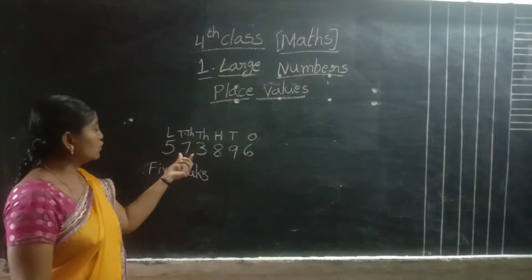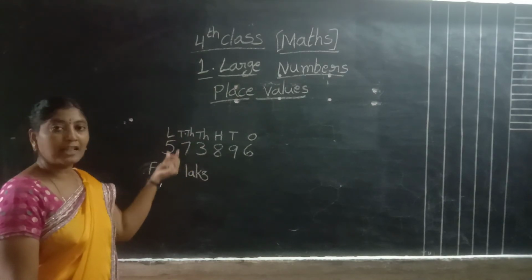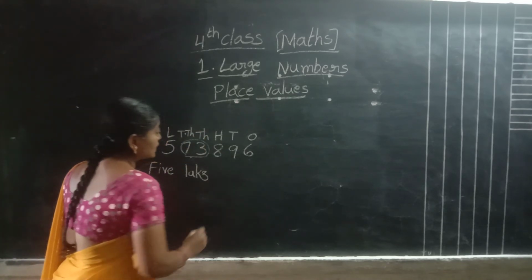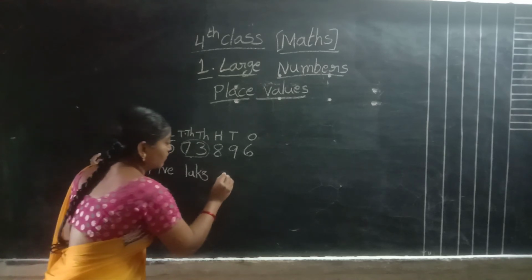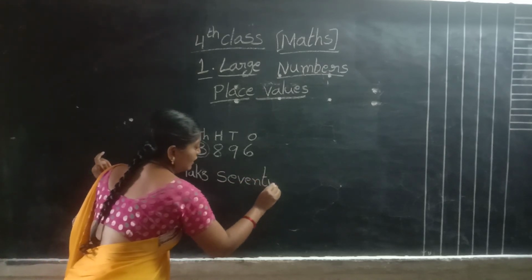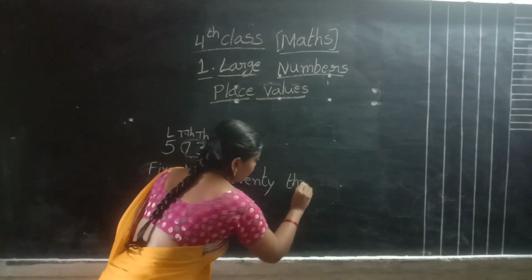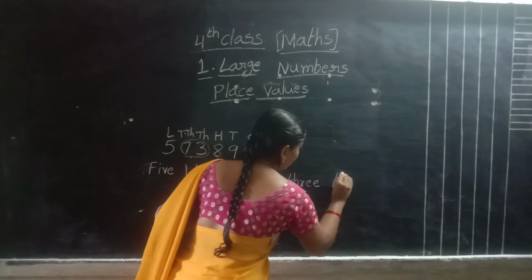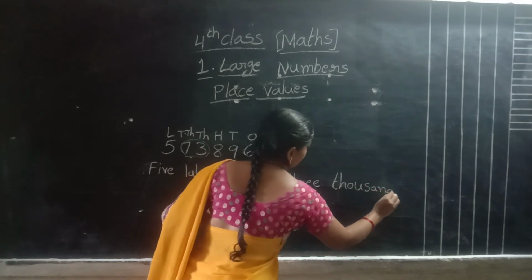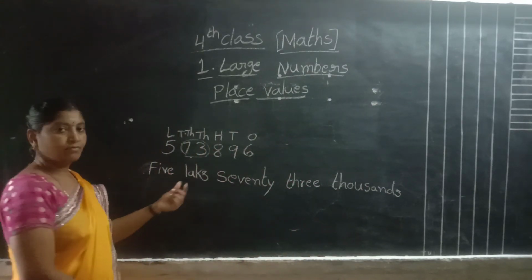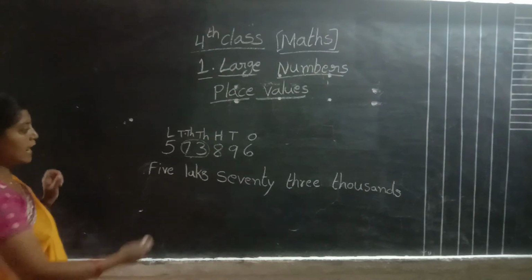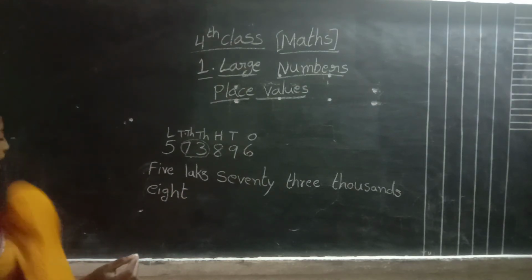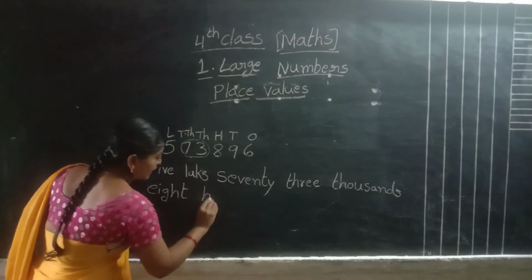Next is 7 in 10,000 place. But don't write it separately; covering the 10,000 place, you will write 73 thousands. 73 in what place? Thousands place. 73,000. Next comes 8. Spelling E-I-G-H-T, in the 100 place. 800.